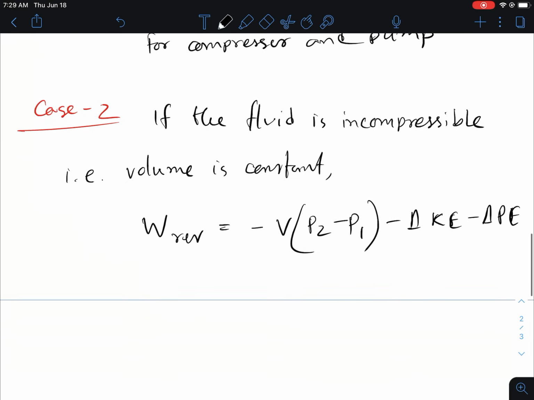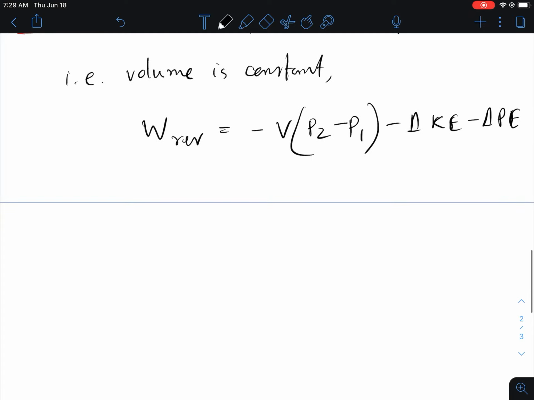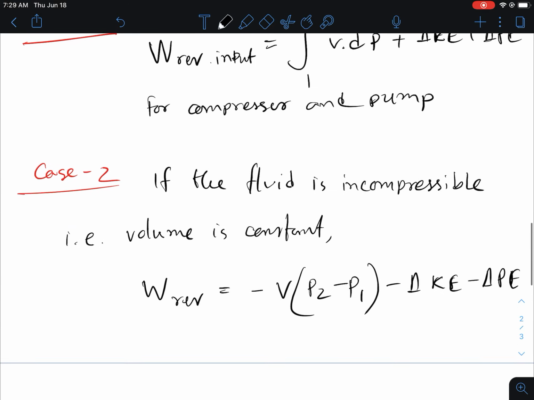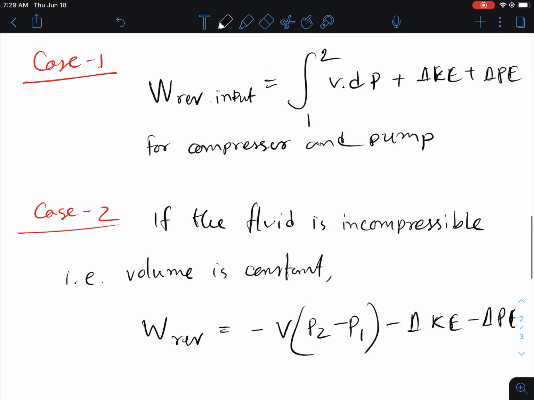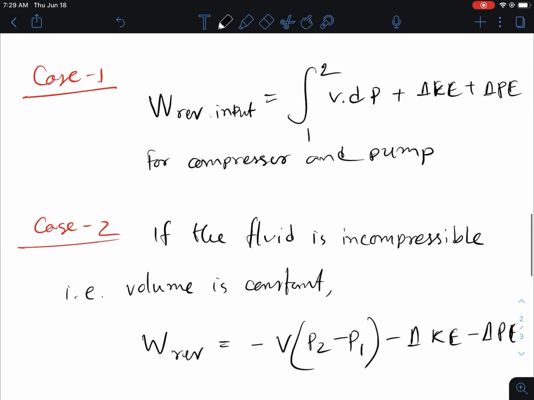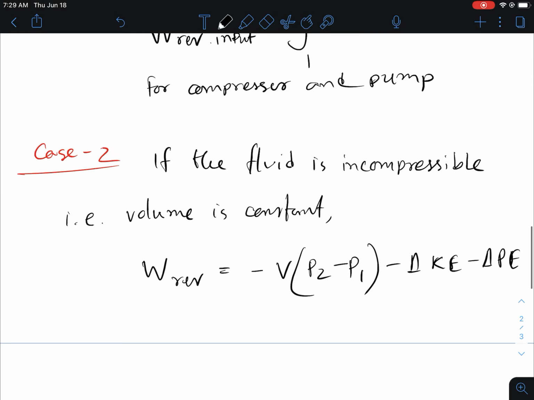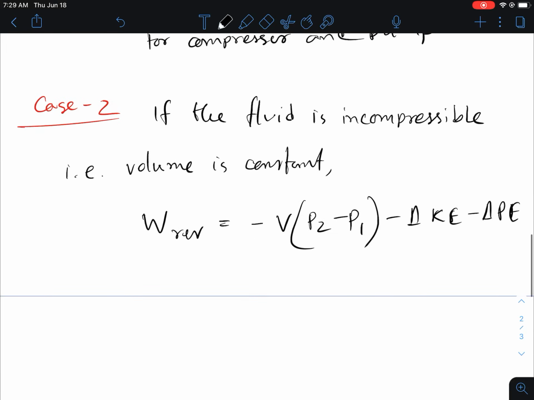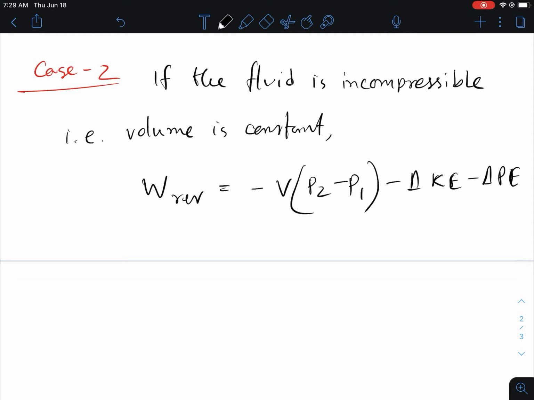So if you have a compressor, pump or turbine with steady flow, then what is the work done? And also if you have a compressible fluid and an incompressible fluid, usually compressors deal with compressible fluid, but for example, if it is liquid in the case of the pump, then what is the work done or work consumed by that device, right? So case 2 is the representation of that scenario.